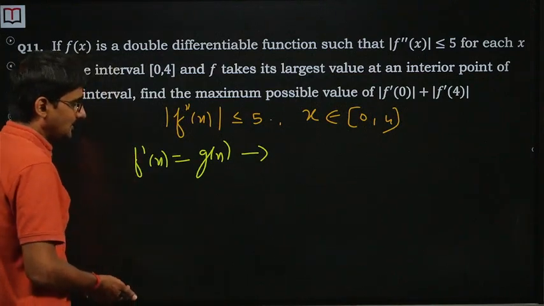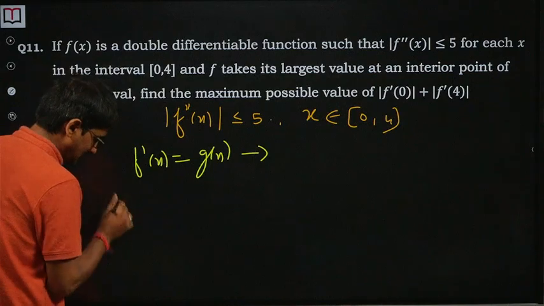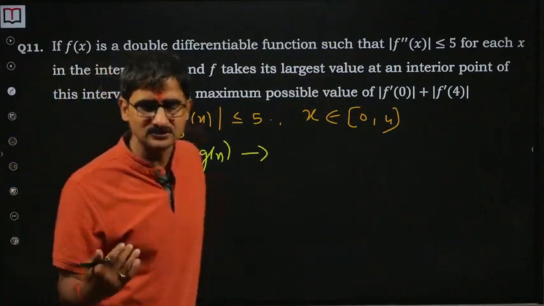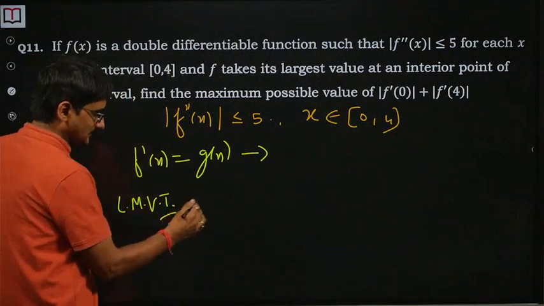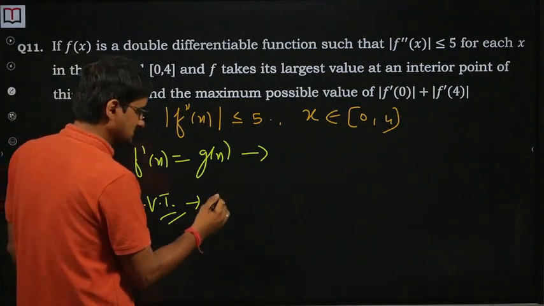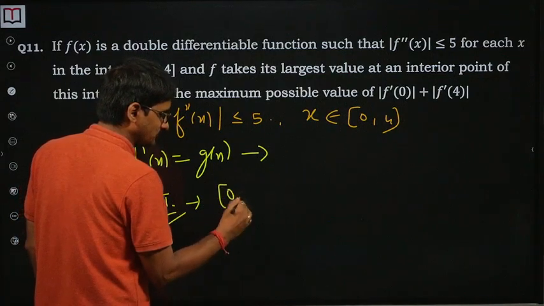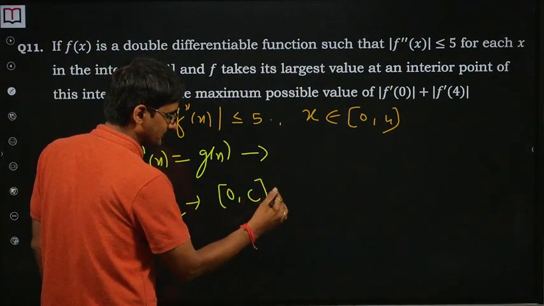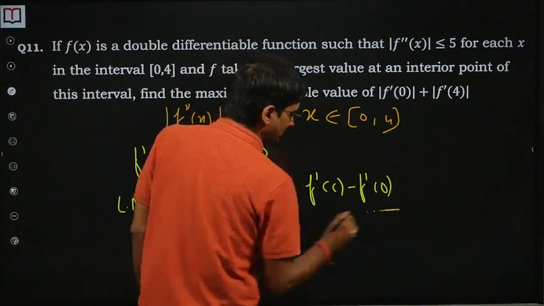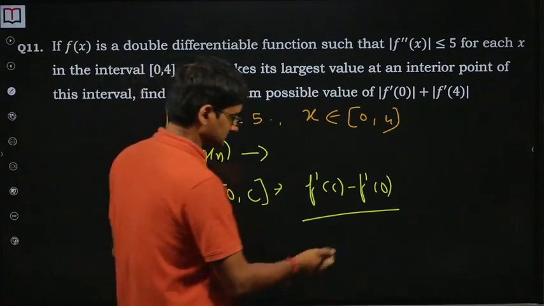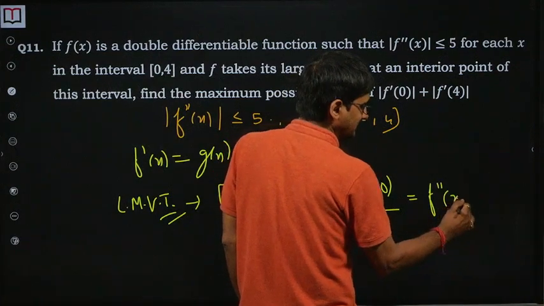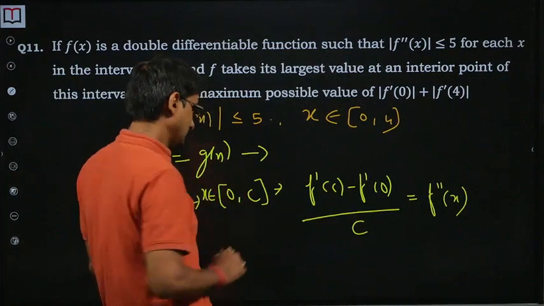Let me try. g(x), then see, if I apply Lagrange's mean value theorem, because that relates a function to its derivative over the interval. Since I need f dash 0 and f dash 4 separately added, if I consider the interval 0 to c, I will write it as f dash c minus f dash 0. I am applying it at g(x), which is f dash x, upon c is true for some f double dash x, x belongs to this.